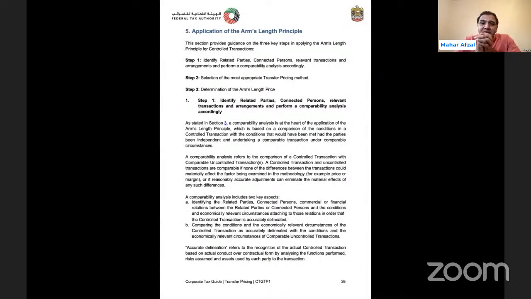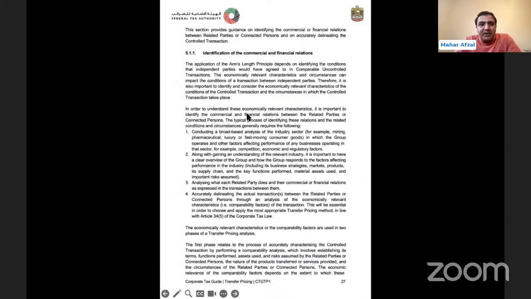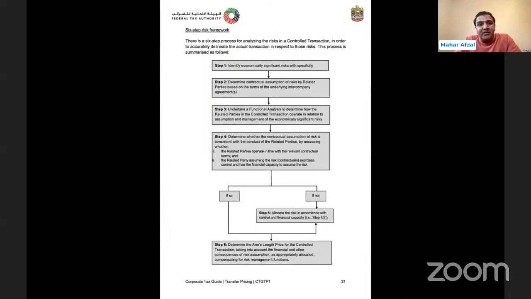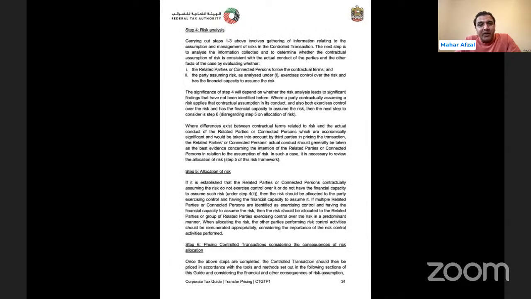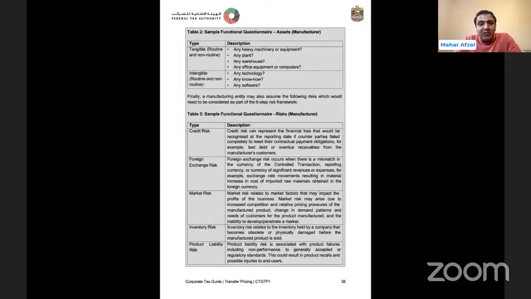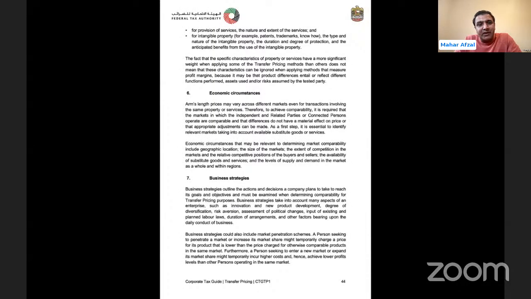Then they covered the application of the arm's length principle. This is a 3-stage process. First of all, identify related party. Second is select the most appropriate method. And third is apply the arm's length price. In the identification of related party, they have discussed in detail with examples. How will you identify the related party? How will you identify the connected person? How will you go through the arrangements, and how will you identify the transaction? They have covered this in this section of the guide.